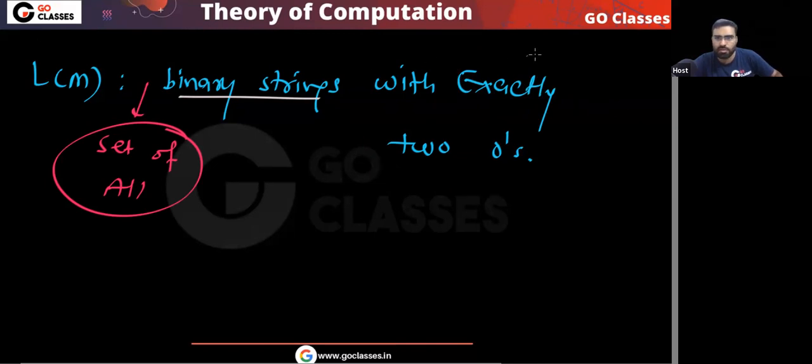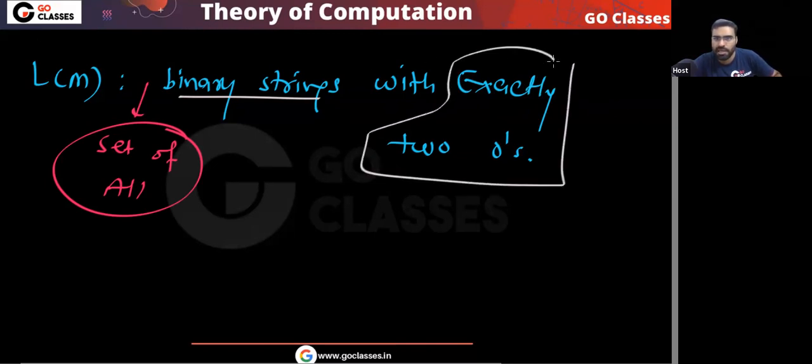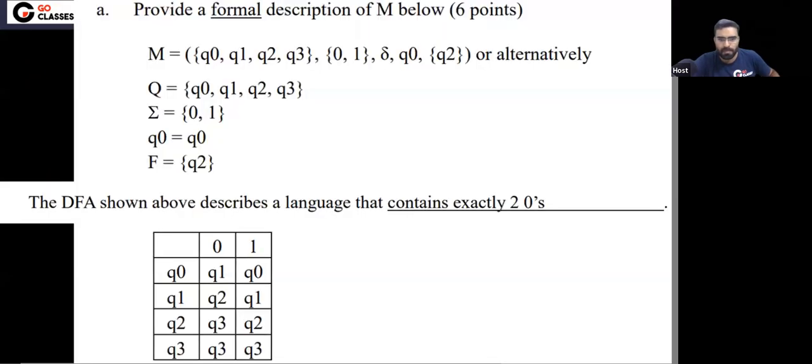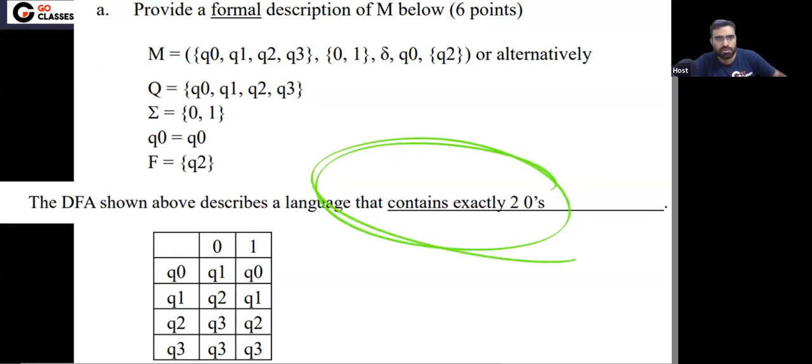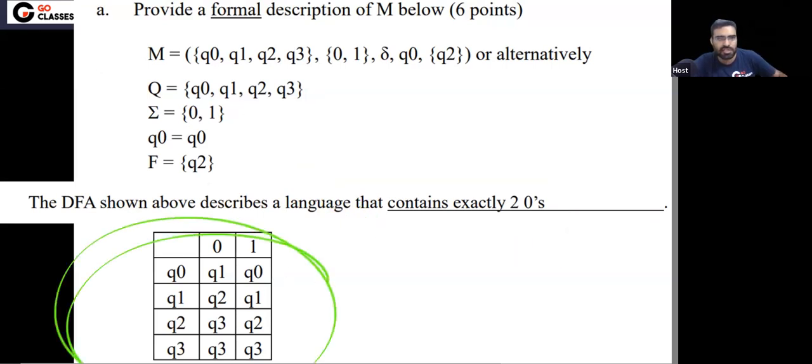Is this point clear to everyone? Please tell me, is this clear? This is the idea. Okay, so let's move on now. So you can see this is the answer. Contains exactly 2 zeros. This is the answer, and this is your transition table.